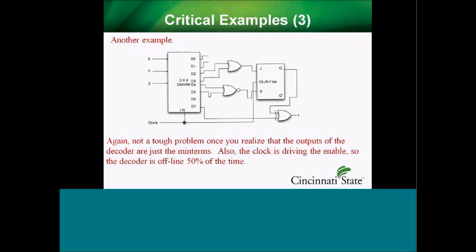Likewise, something like this is bringing in a multiplexer with a flop. This is a decoder. Once the students realize that the output of the decoders are just minterms, then they can figure out exactly what's going on with J and K. That's pretty straightforward. I've got the clock driving the flop, but I also have the clock driving the enable of the decoder. So 50% of the time, the decoder is shut down.